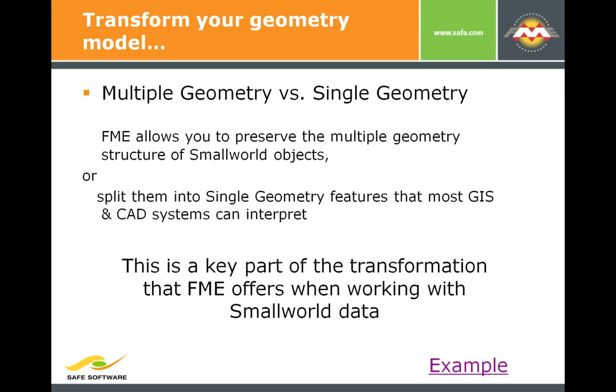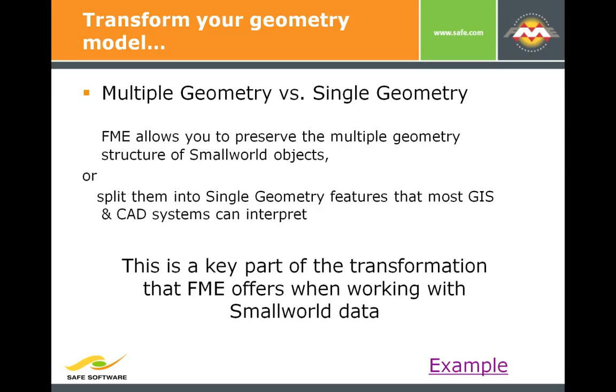so that they can be ingested by other CAD or GIS products. There are exceptions to this, and an example would be if you're doing data replication between Smallworld and SQL Server or Oracle Spatial, where those databases can have multiple geometry columns, and in which case we want to preserve the multiple geometry structure of the Smallworld object. So in most cases we can do both of those, depending on whether you're moving the data in a replication mode or trying to get the data out to a GIS or CAD system that does not support the multiple geometry approach.